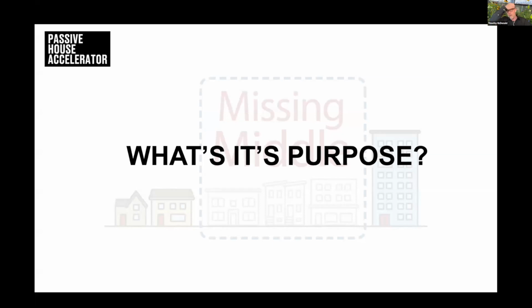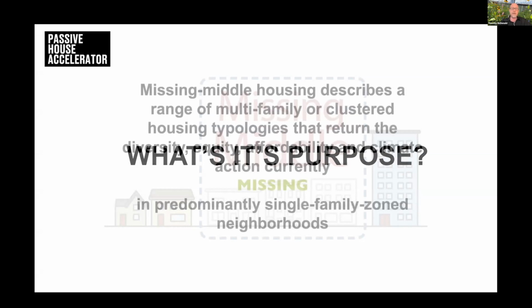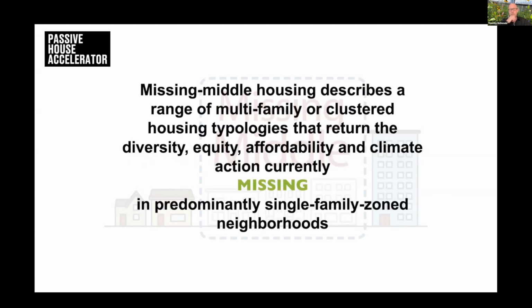So I'm going to start us out with a working definition that I hope gets worked over by my esteemed panelists throughout the night. And that's something like this. And please excuse me, but this is my first shot at it. I want to redefine it by the end of this evening. But how about if the missing middle housing describes a range of multifamily or clustered housing typologies that return diversity, equity, affordability, and climate action currently missing in predominantly single-family zone neighborhoods.